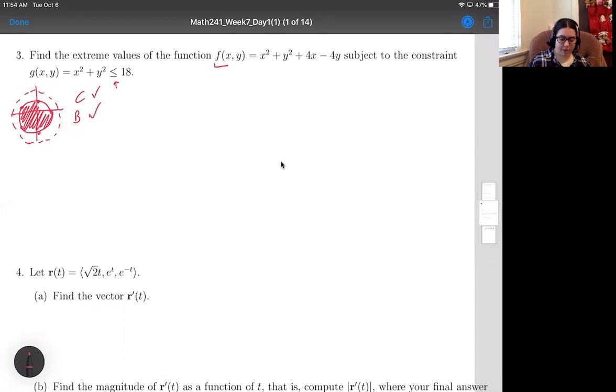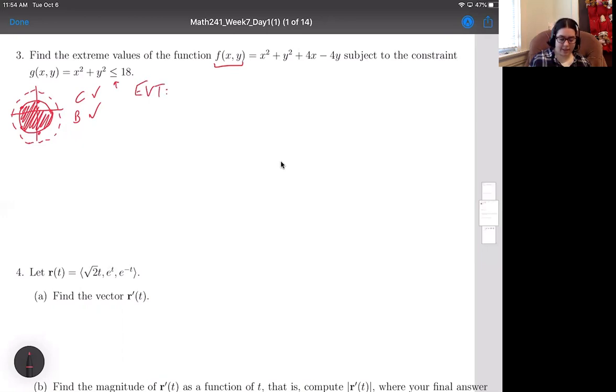And then finally, I'm looking at the function f, which is very well behaved. There's no square roots, no logarithms, nothing in the denominator. So it is continuous everywhere, and in particular, it's continuous on this region. So I've got a closed and bounded region, and f is continuous on it. And that means I can apply the EVT, the extreme value theorem.